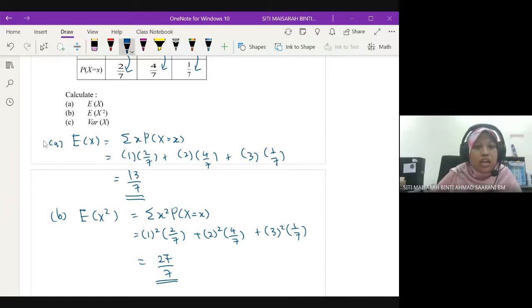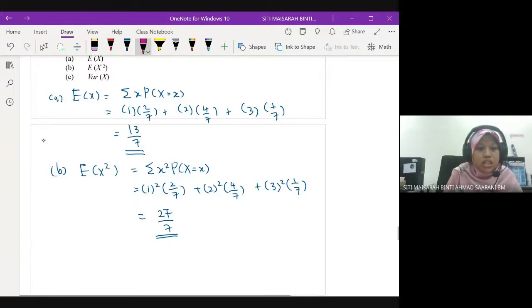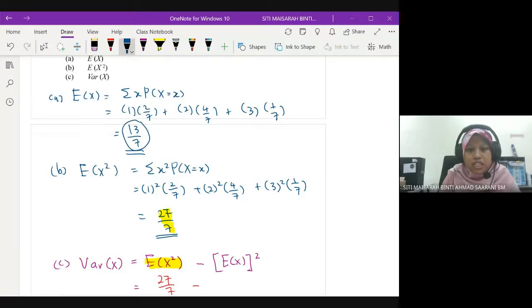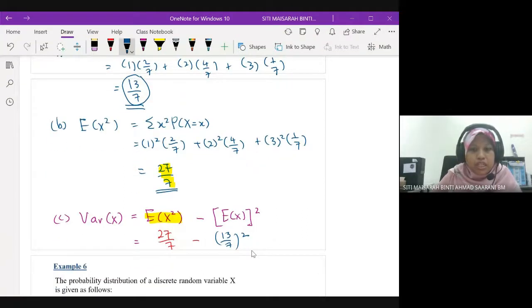Alright. So then after that C, for question C, we want to find Var X, variance X. Okay, variance X is E of X square. Formula dia E of X square tolak minus EX kuasa 2 square. So E of X square, we substitute with the value here is 27 over 7. So kat sini kita substitute with 27 over 7 minus with EX square kat sini is 13 over 7. Don't forget to put square here. Okay, 27 over 7 minus 13 over 7 square. So then we calculate, we get the final answer is 20 over 49.